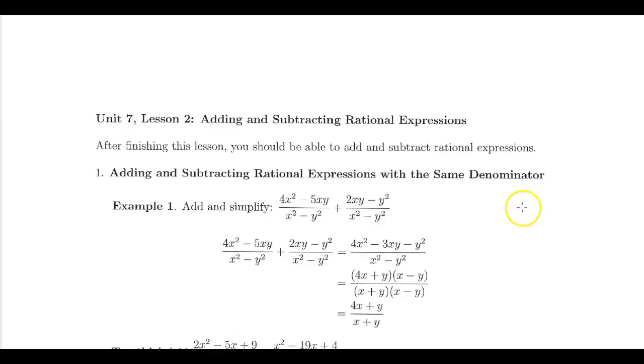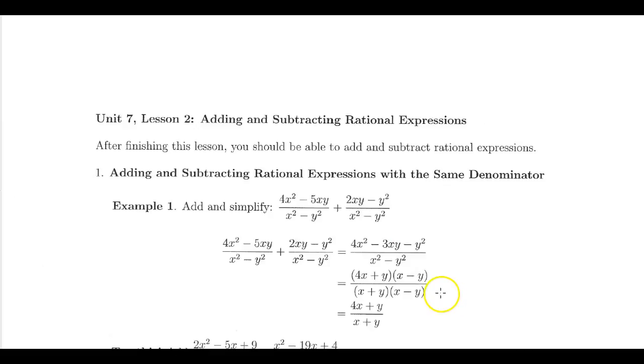So the rule here is when we add fractions, we need the same denominator. And if we have the same denominator, we can then add the numerators. In this example, these two fractions have the same denominator. We have (4x squared minus 5xy) over (x squared minus y squared) plus (2xy minus y squared) over (x squared minus y squared). Since they have the same denominator, we can add the numerators. So we'll have 4x squared minus 3xy minus y squared if we add like terms.